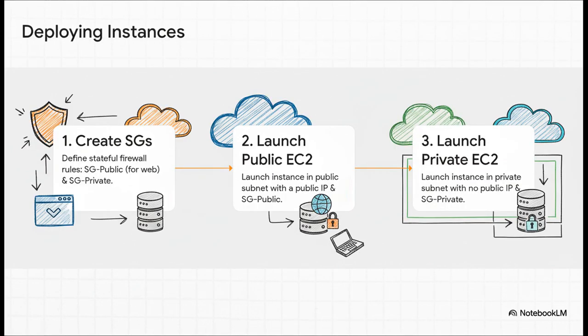Next, we're going to create our instance-level firewalls, which are called security groups. We'll make one for our public instance that allows SSH from our IP address, and another one for our private instance that will only allow traffic from our public instance. Then we just launch our two virtual servers, and we make sure to place each one in its correct subnet with its assigned security group.